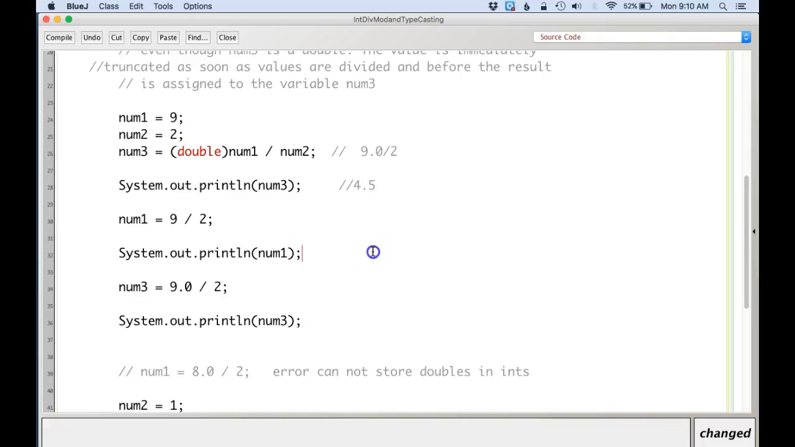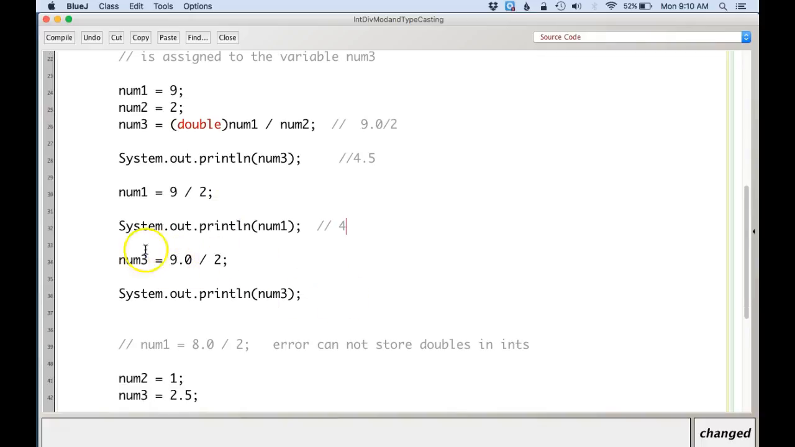Okay, this one was not typecasted, and num1 is an integer, so this one should just be plain old 4. And this one is typecasted, stored in a double, so it should be the same as the above. This one should be 4.5.